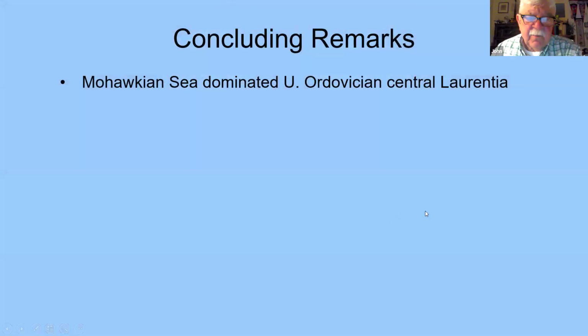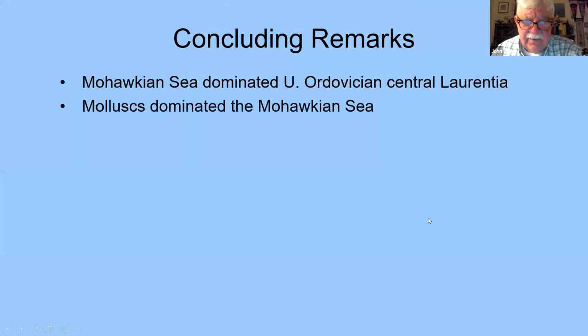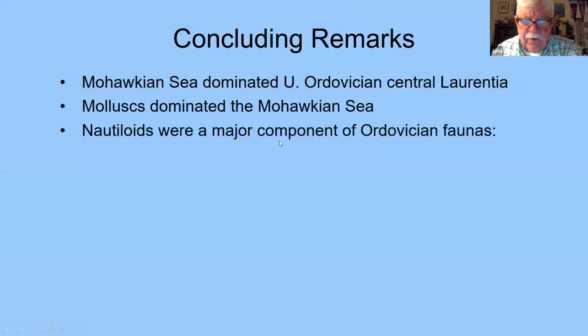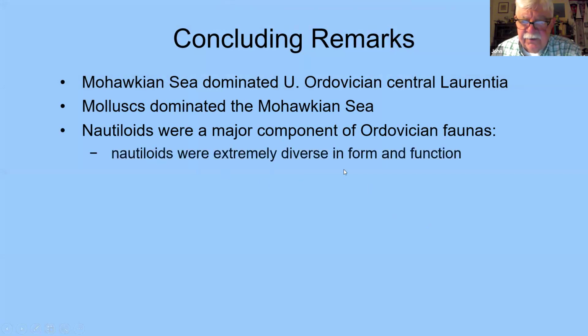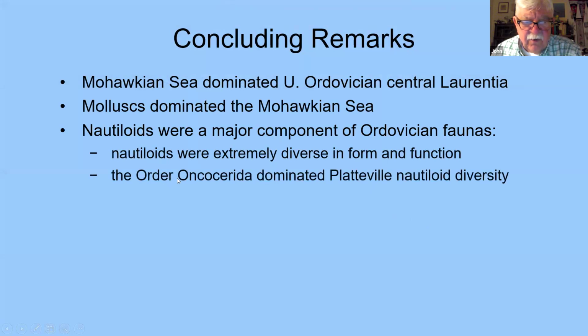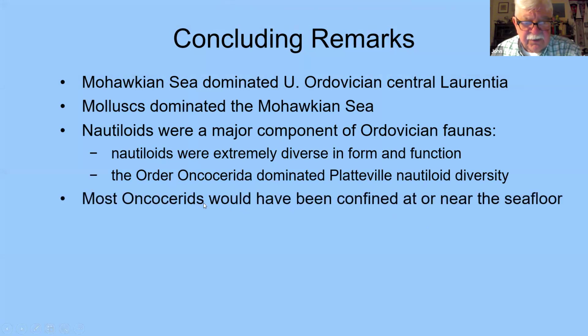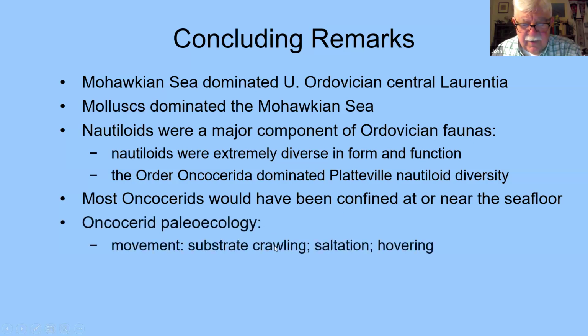Concluding remarks. The Mohawkian Sea dominated the upper Ordovician central Laurentia. Mollusks dominated the Mohawkian Sea. Nautiloids were a major component of Ordovician faunas. Nautiloids were extremely diverse in form and function. The order Oncocerida dominated by far the Platteville nautiloid diversity. Most oncocerids would have been confined at or near the seafloor. The paleoecology would be they were able to crawl, jump, and maybe hover a bit.